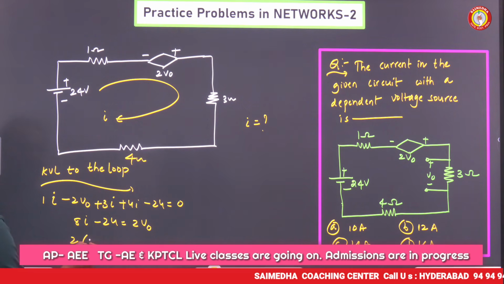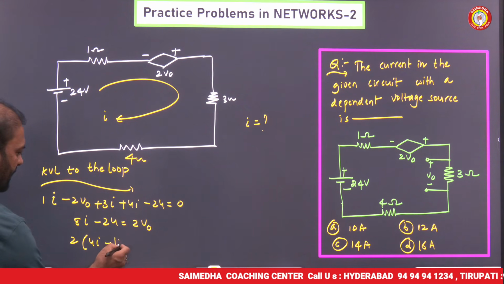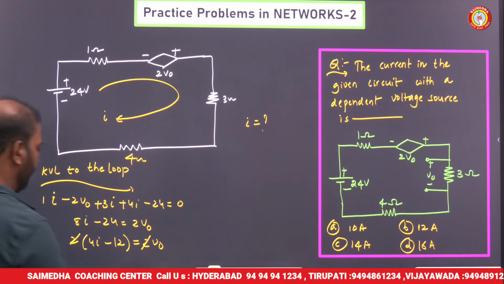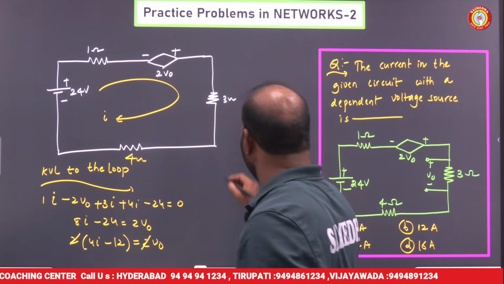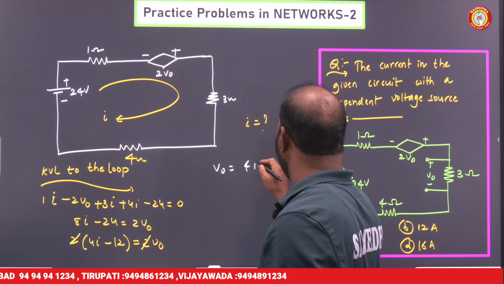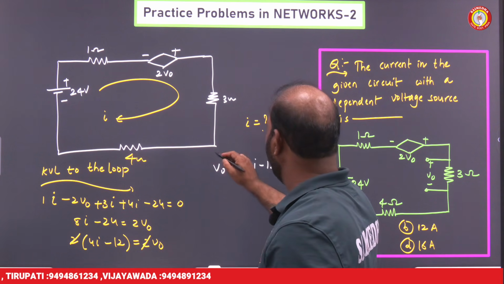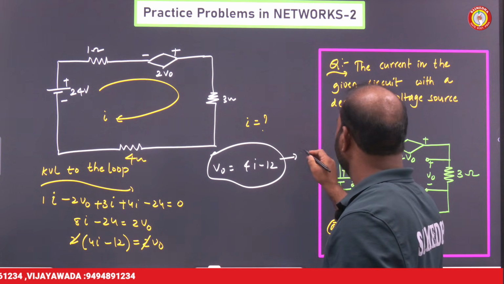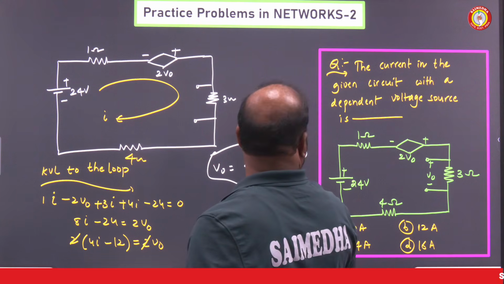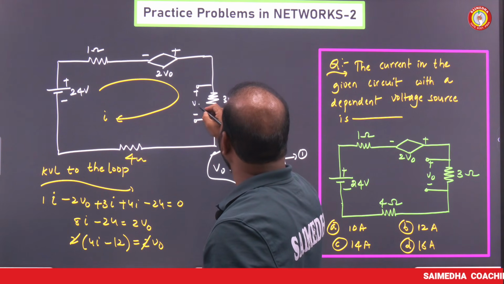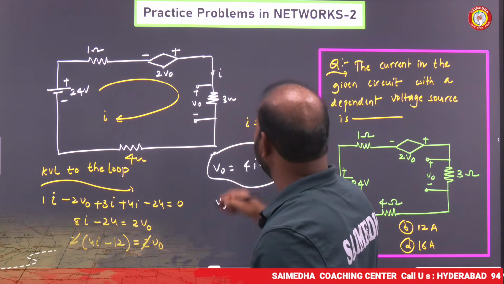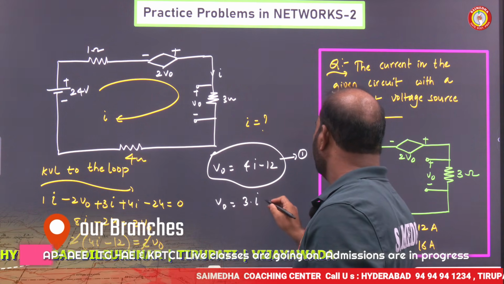If you take 2 common, what will you get? 4I minus 12 is equal to 2V0. 2 gets cancelled. V0 is equal to 4I minus 12. This is equation number 1. But what is actually given here is the voltage across this 3 ohms, with current I flowing like this. V0 is equal to 3 into I. This is equation number 2.